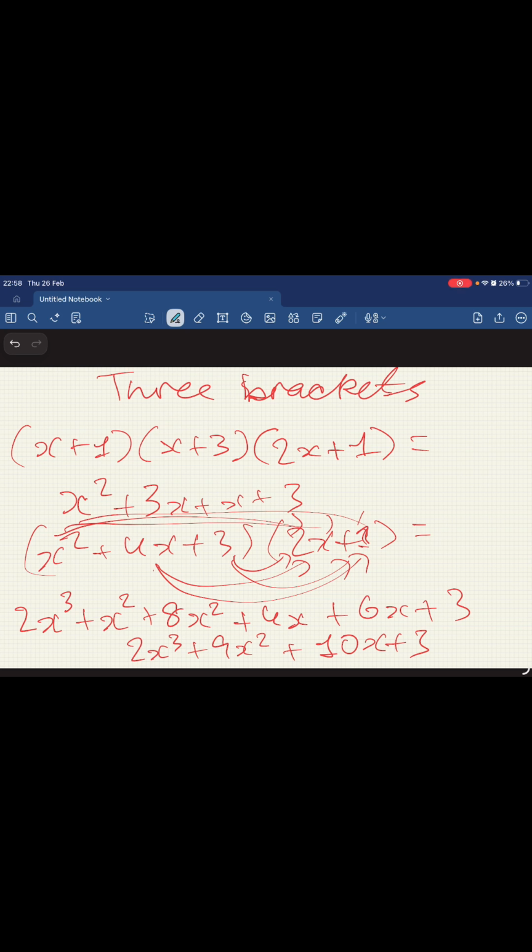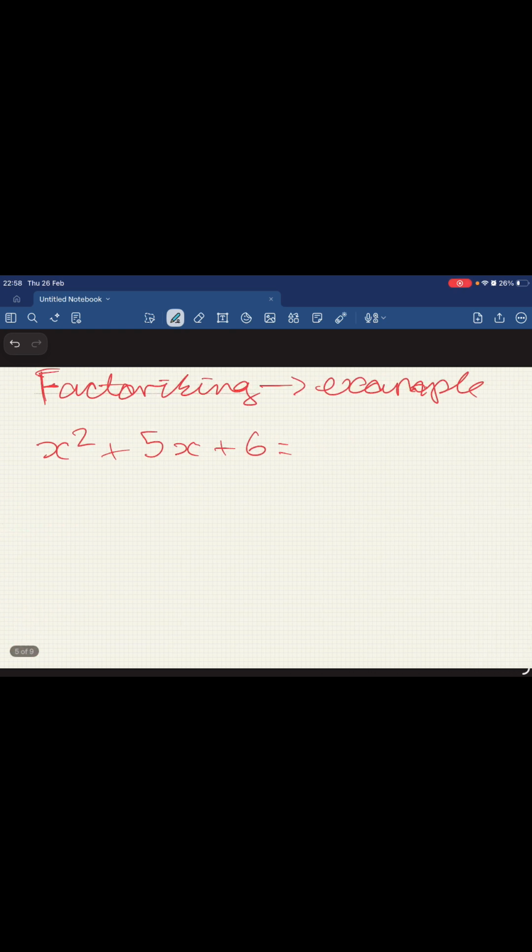I'll now move on to factorising. So here's factorising. To factorise it, what you need to do is this element and this element, multiply them together. Multiply the coefficients together more specifically. So the coefficient of x squared is clearly 1. The constant is 6. And then 6 times 1 is 6.